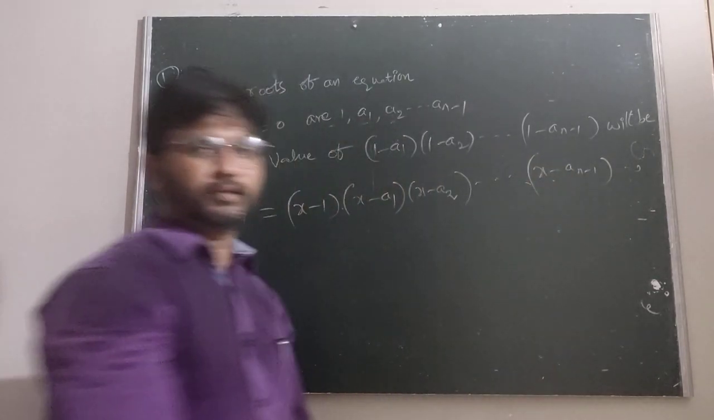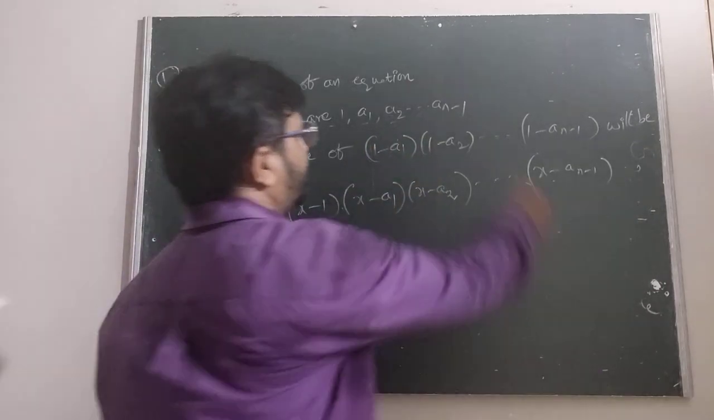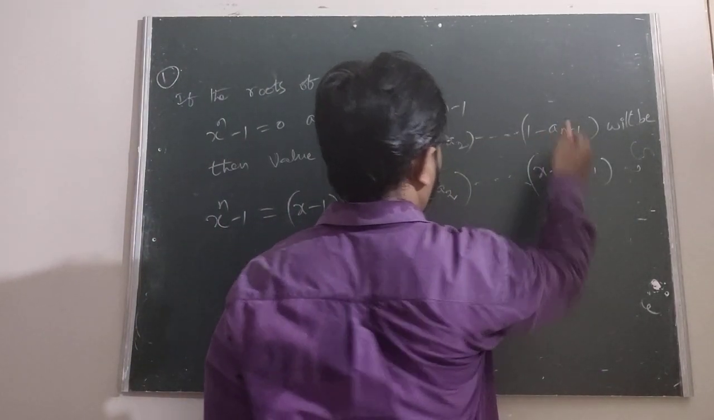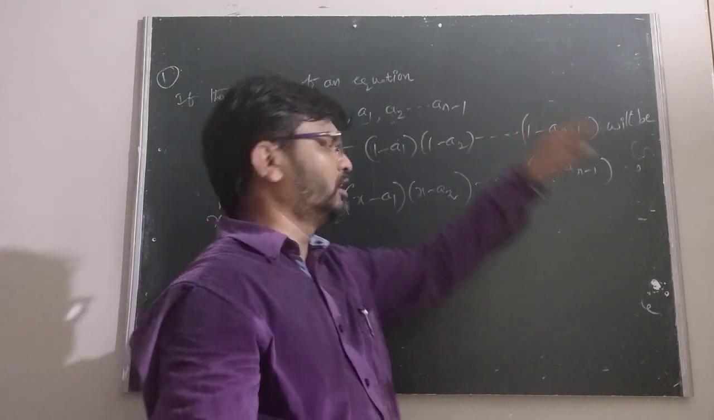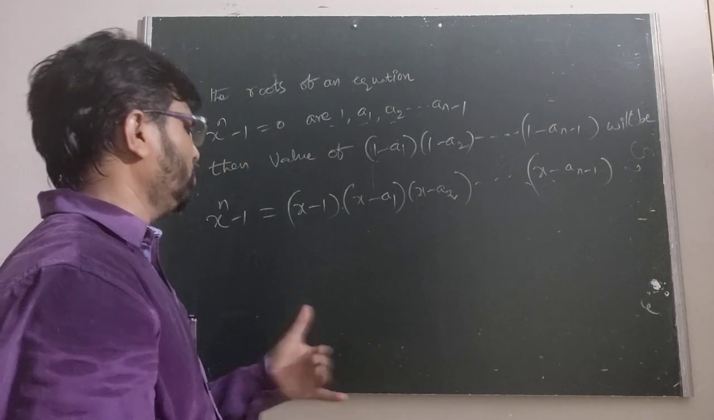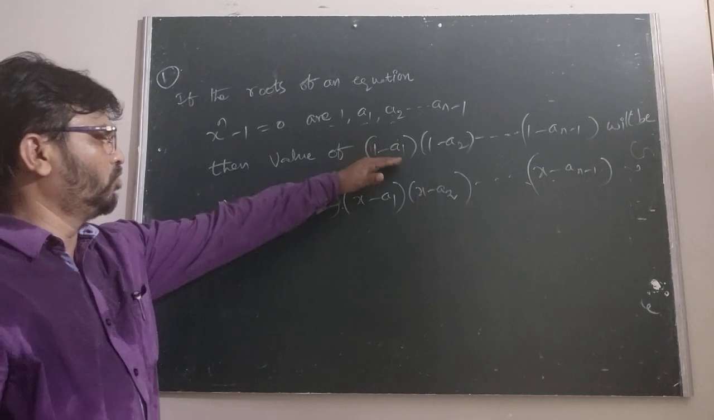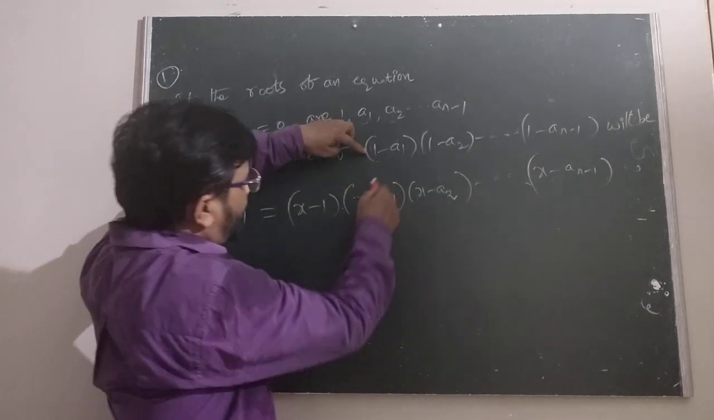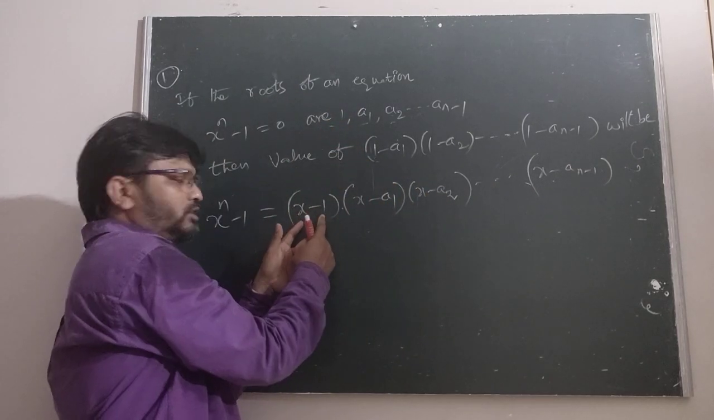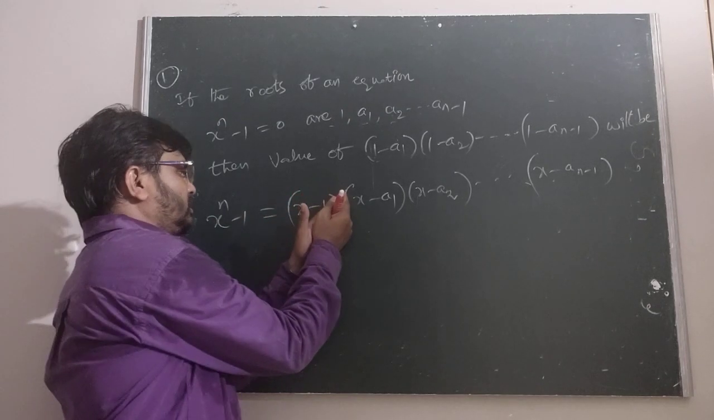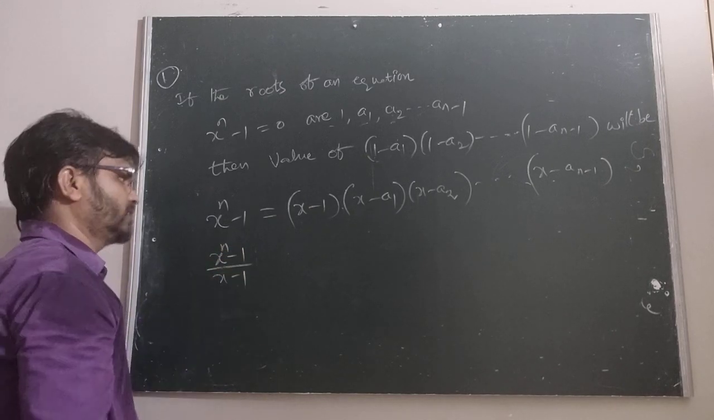Now we have to find the value of 1 minus a1, 1 minus a2 and so on, 1 minus of an minus 1. Suppose if we take x equal to 1, it will be completely 0, but we are not getting 1 minus a1, 1 minus a2, because here 1 minus 1 is 0. Therefore we send this term to the other side. Therefore we are getting x power n minus 1 by x minus 1.